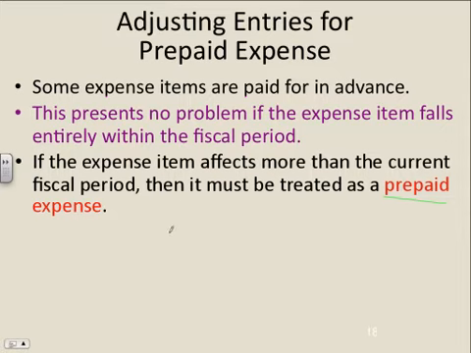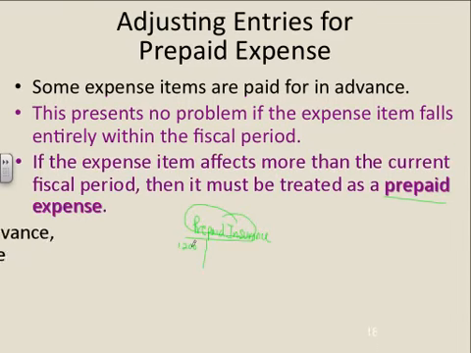So if you buy insurance, just like if you buy supplies, you debit supplies. If you buy insurance, you're going to debit insurance. Only we're going to call it prepaid insurance. And that's an asset, okay? But the classification, sometimes you'll see prepaid expense as the account name. But we're going to call it prepaid insurance. Let's say you bought $1,200 worth of insurance for the year.